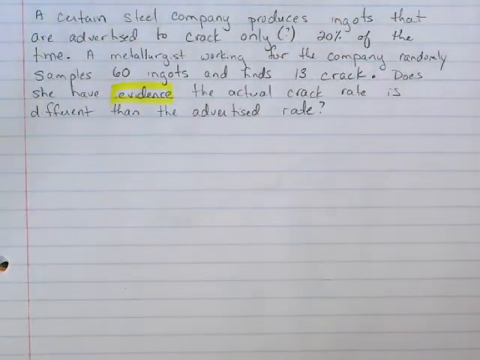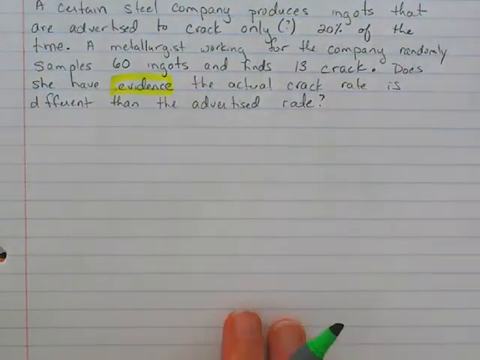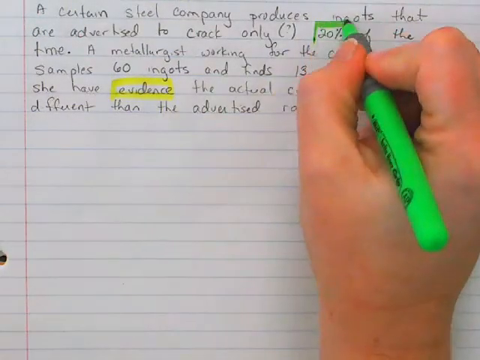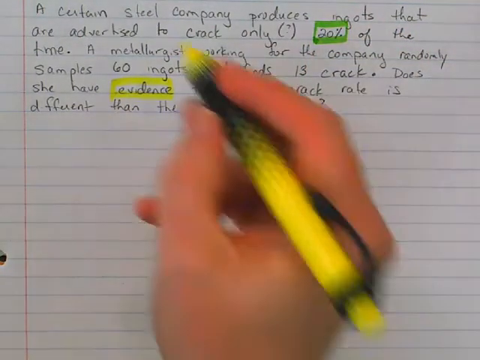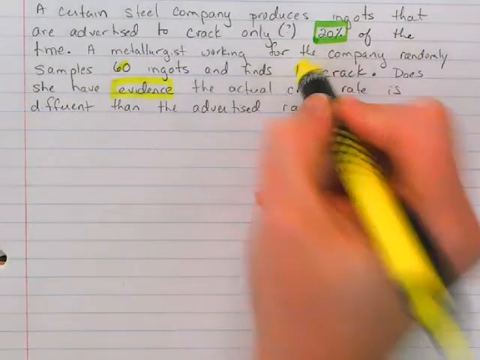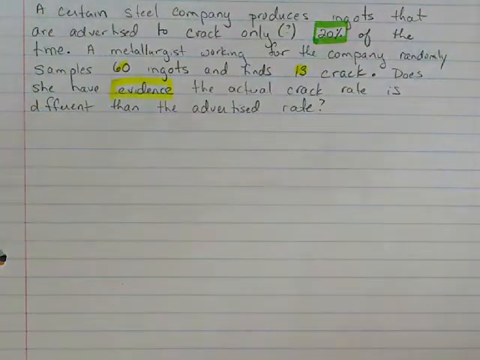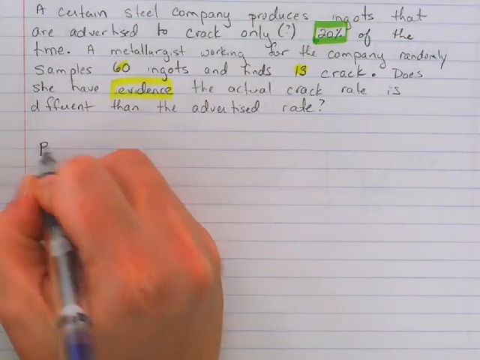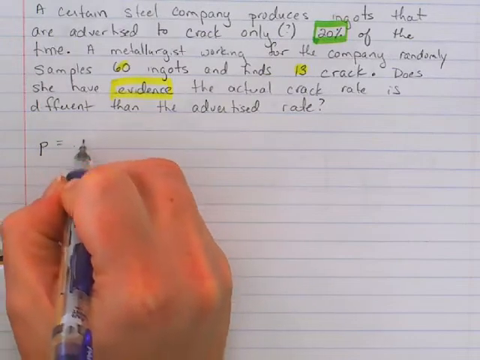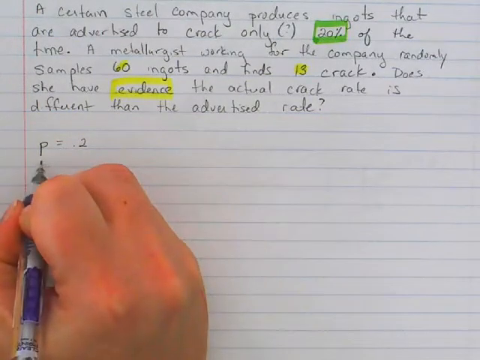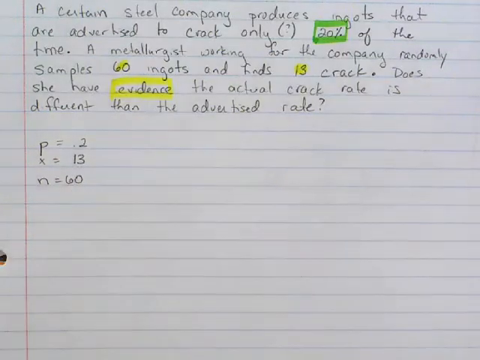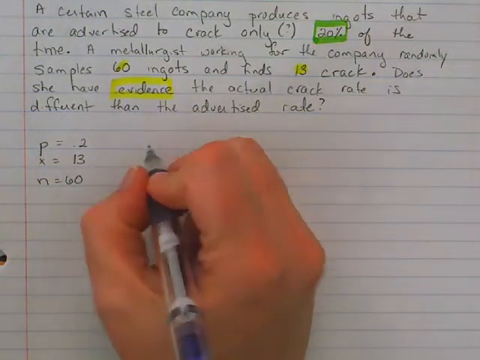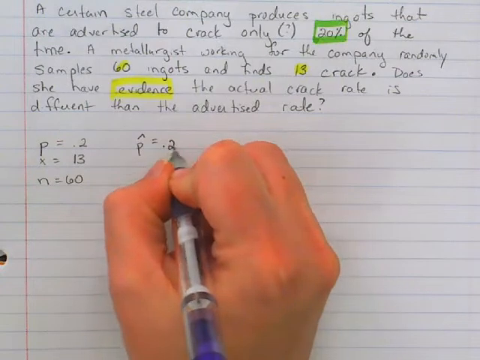After we find our evidence, we're going to go through our question and dig out our numbers. We have the advertised or accepted rate of 20%, and then we also have the 60 and the 13. Let's see, P, or the accepted rate, is 0.2, X is 13, N is 60. 13 divided by 60 will give us our P hat, which is 0.217.